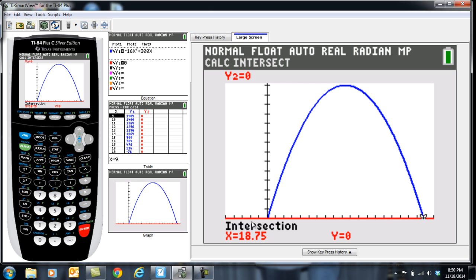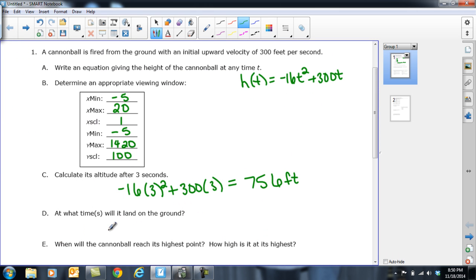And it's going to tell me that my intersection is at 18.75 and 0. And you see my cursor's blinking on that spot. And since x is that time, that's what I'm looking for. So it takes 18.75 seconds for that to land on the ground. That's when it will be there.